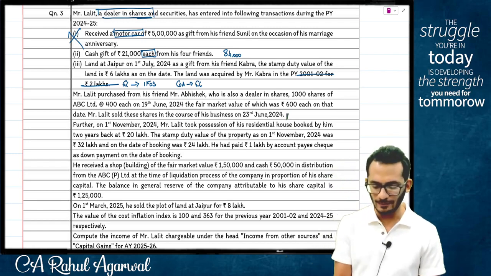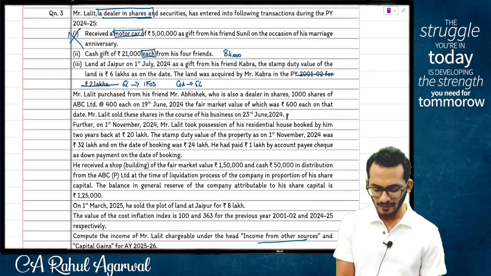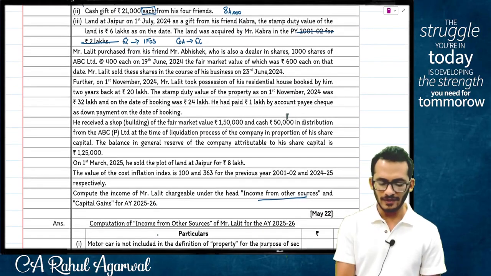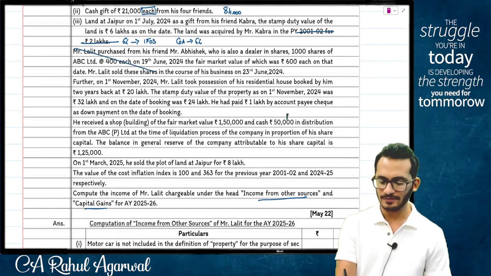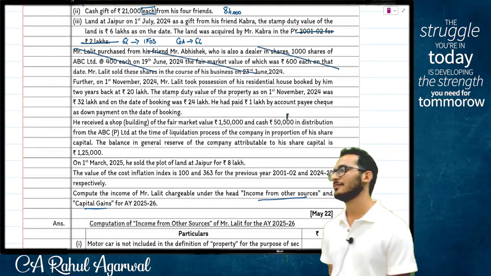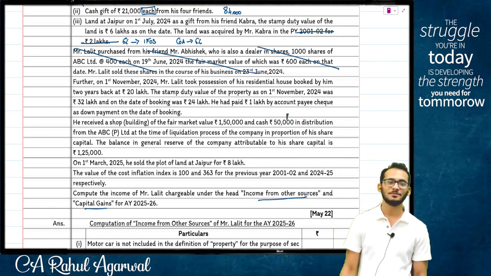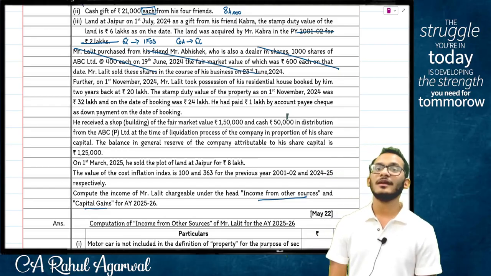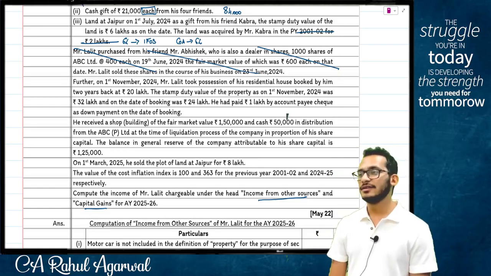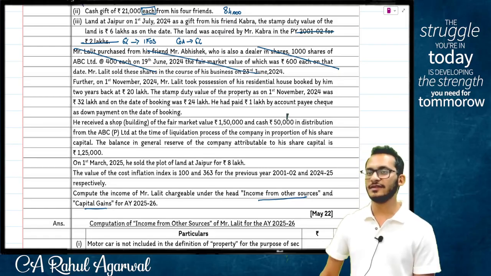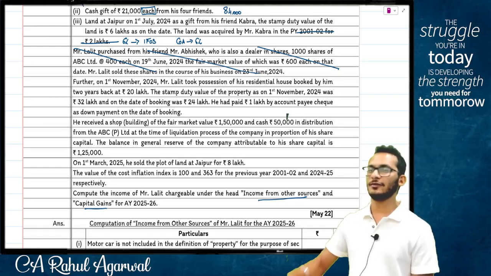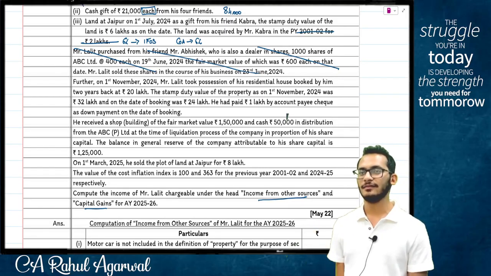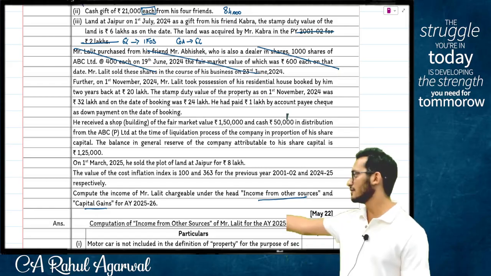Read the last line. It says compute the income chargeable under IFOS and capital gains, which means this information is golden rule number 4. You are a dealer in shares, which means whatever shares you receive is a stock in trade. Gifts received from stock in trade is taxable under PGBP. We are asked for only IFOS and capital gains.